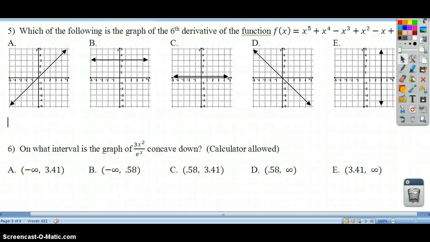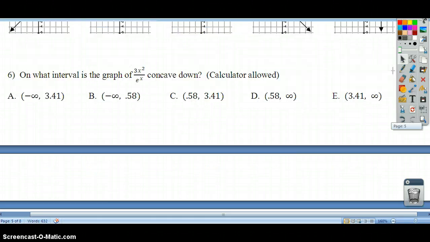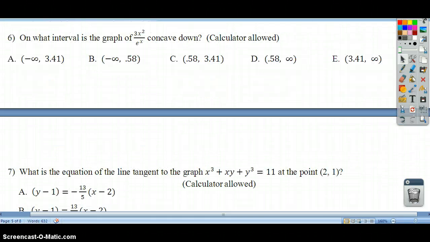Okay, on to numbers 6 through 10. So we want to look at number 6 here. On what interval is the graph of 3x squared divided by e to the x concave down? So I know concavity deals with the second derivative.